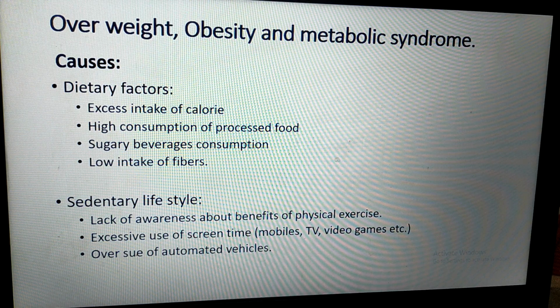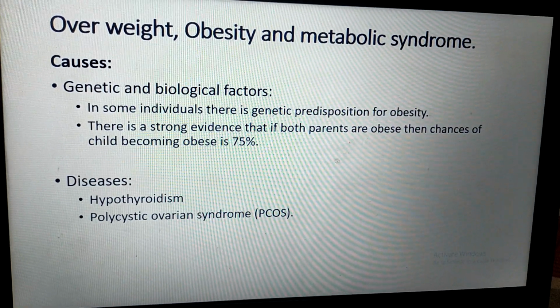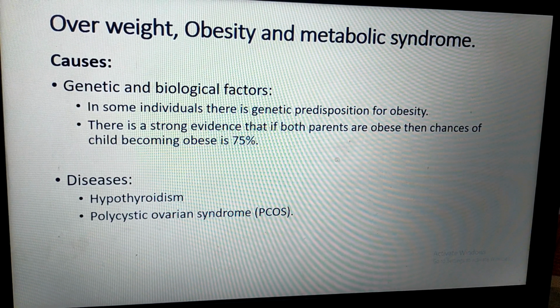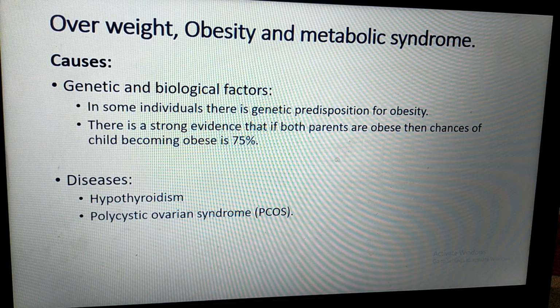If you want to go a 100-meter or 50-meter distance, then also we are using automated vehicles. So this also decreases the physical activity. Next cause is genetic and biological factors. In some individuals, there is genetic predisposition for obesity. There is strong evidence that if both parents are obese, then the chance of the child becoming obese is 75%. So genetic causes are definitely there in obesity.